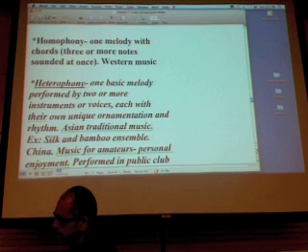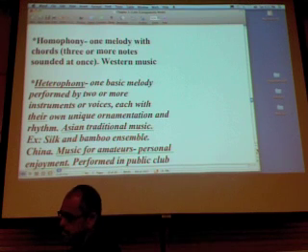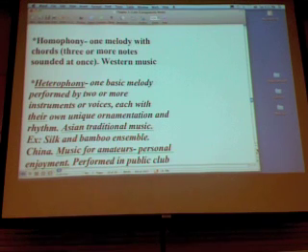And this example would be example 15 on CD1. This is what heterophony sounds like. Again, the silk and bamboo music from China, example 15 on CD1.